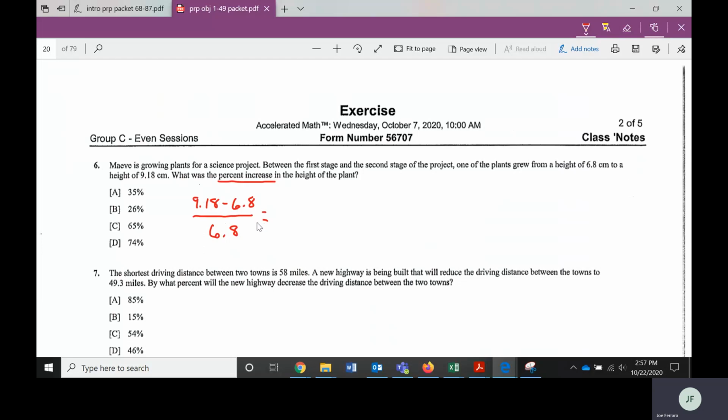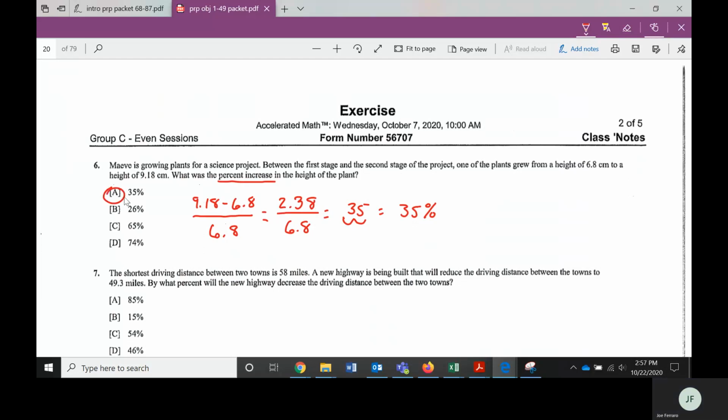Okay, so the top, you do 9.18 minus 6.8. So for the question that's being asked, that was a change of 2.38 centimeters. The bottom stays what it originally was, 6.8. Now you divide. You take the 2.38 divided by 6.8, and you get 0.35. So that's a 35% increase, letter A.